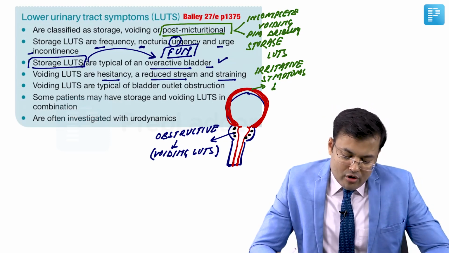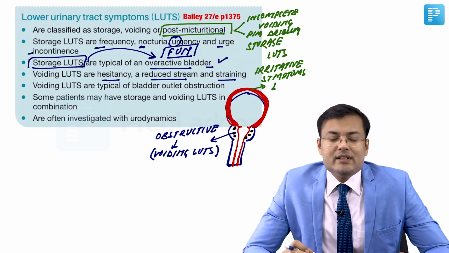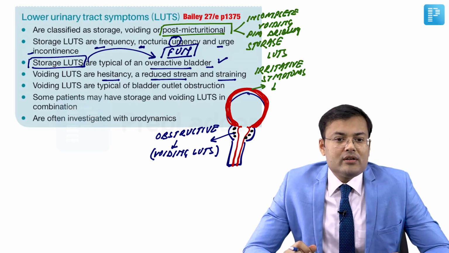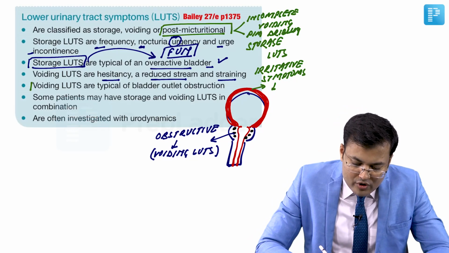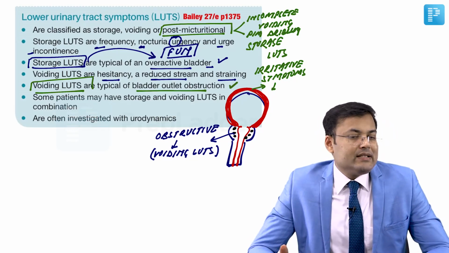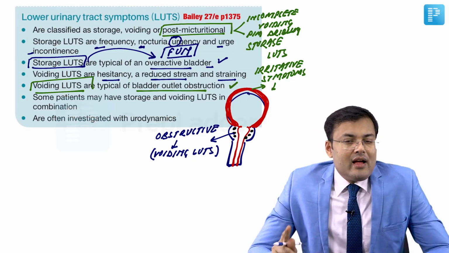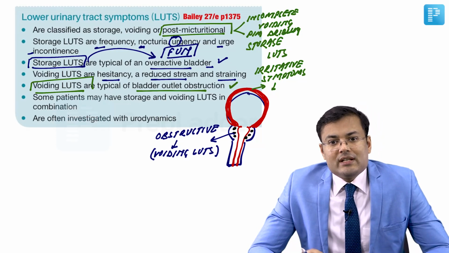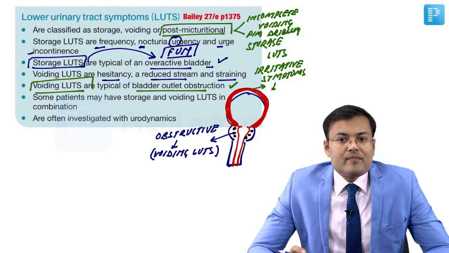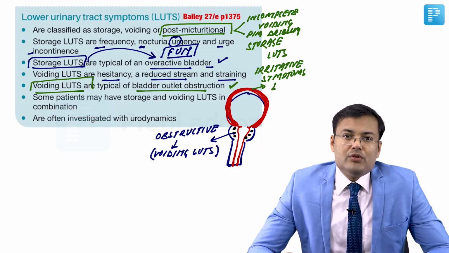So let's quickly summarize. Irritative symptoms, also known as storage LUTS: because of overactive bladder, there is frequency, urgency, nocturia, urge incontinence. Then there are voiding LUTS, because of bladder outlet obstruction: there is hesitancy, poor stream and straining. And after micturition, there are post-micturition symptoms. So these patients have incomplete voiding or post-micturition dribbling.